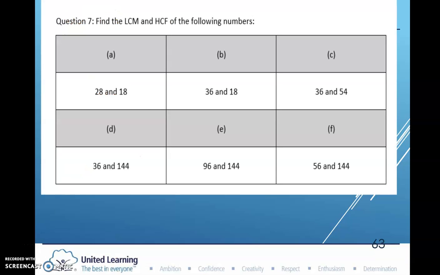So here we go. We have a pair of numbers and we want you to find the lowest common multiple and the highest common factor now. This time you are not given the prime factorisation, so you will need to calculate that as well. Give yourselves 5 minutes to work through this.